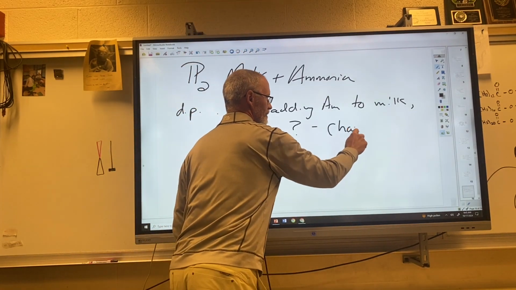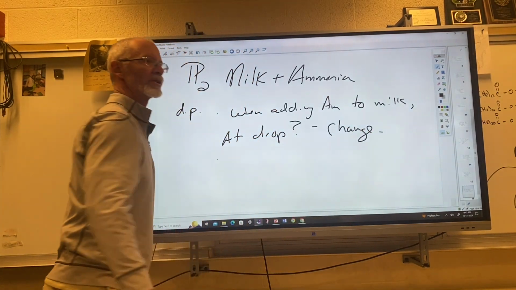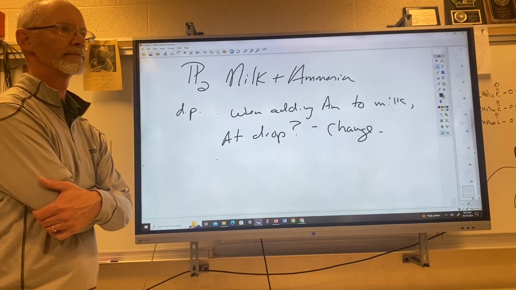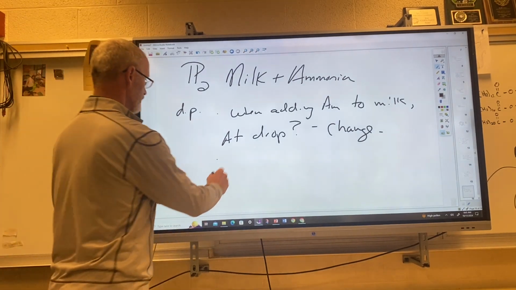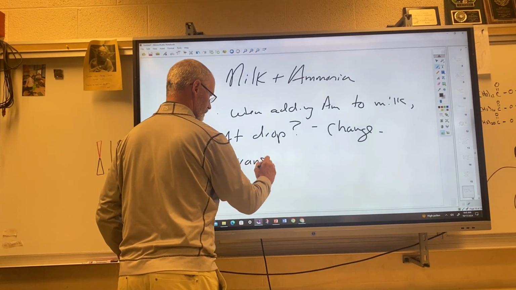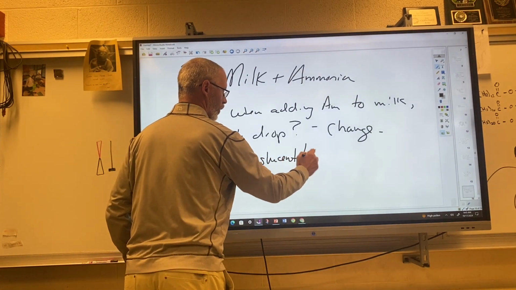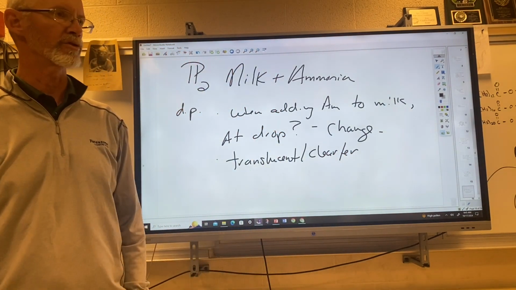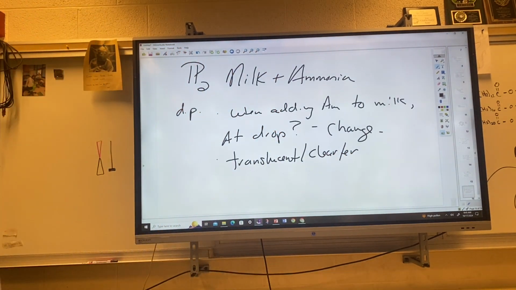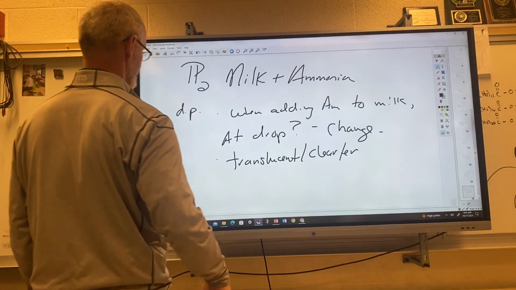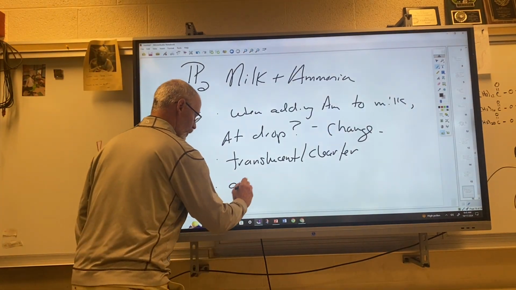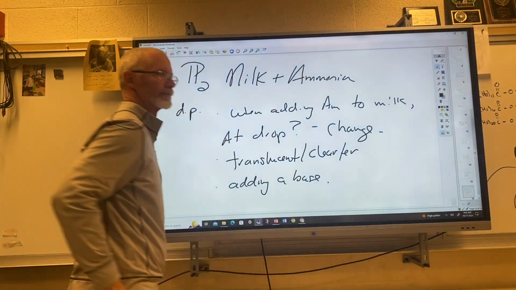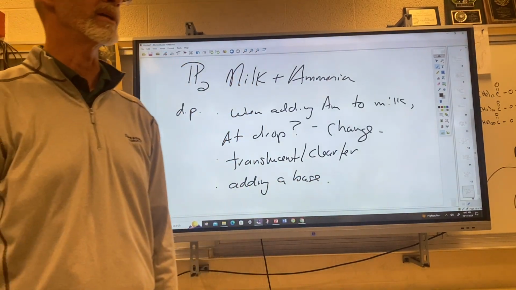Then you must tell me what the change was. What happened to your milk in this portion of the experiment? It became translucent, or at least clear or clearer. I'll take either one of those or both. Then you need to explain why. You were adding a base.